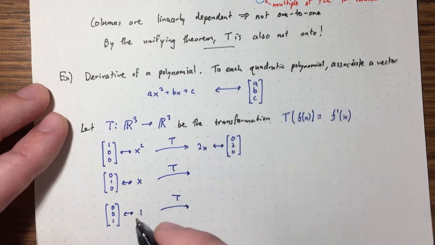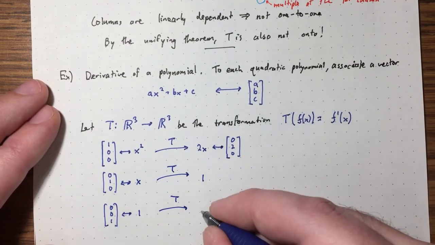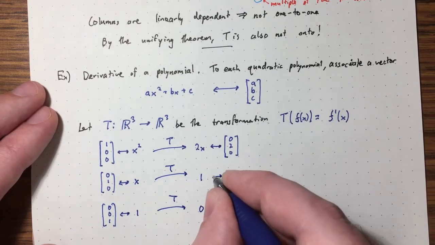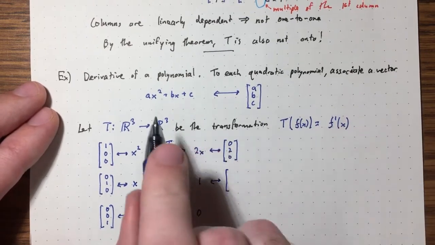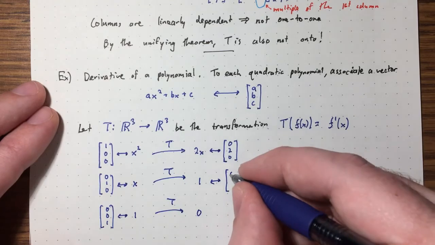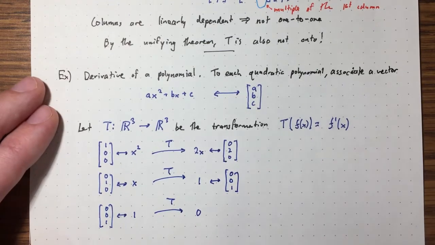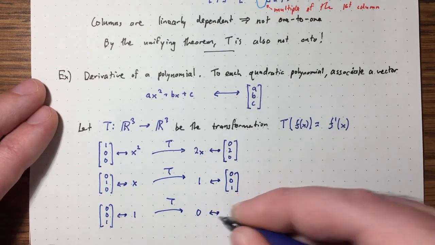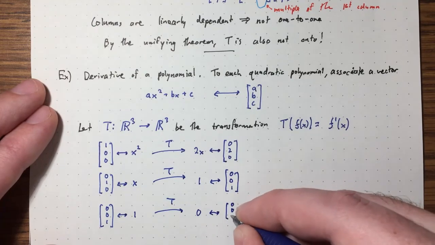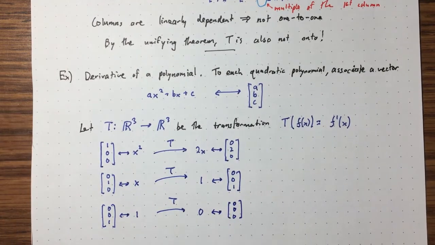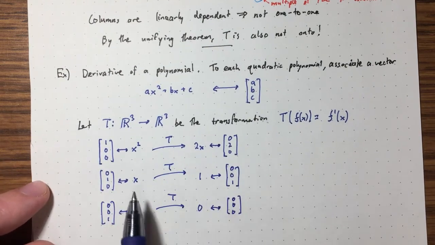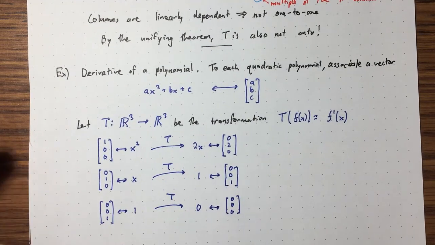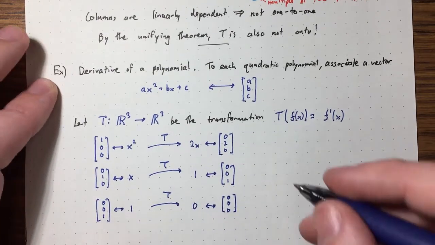Okay, so the derivative of x is 1. The derivative of 1 is 0. One is associated with 0, 0, 1, right? Okay. And 0 is associated with, it's just 0, 0, 0. So T sends this vector to that vector, that vector to that vector, that vector to that vector, so we can write down our matrix, right?